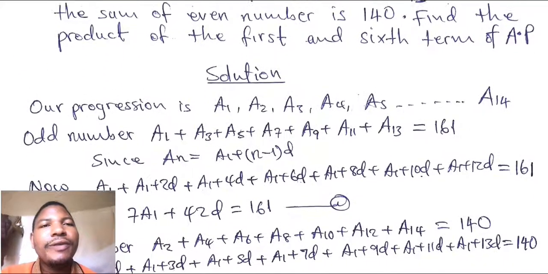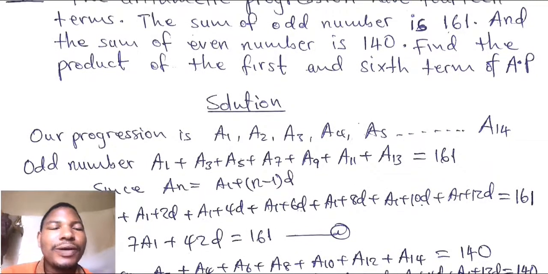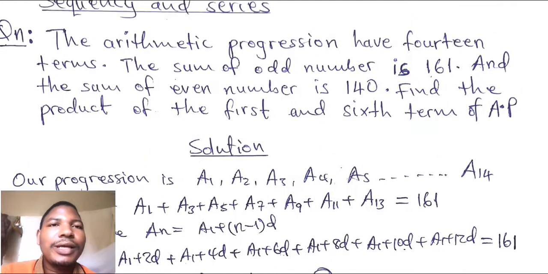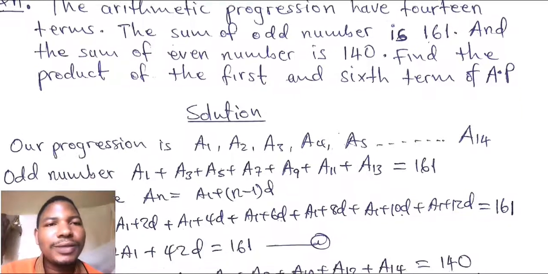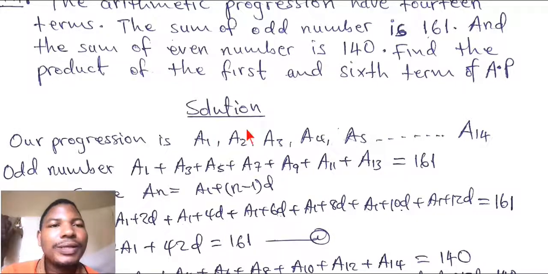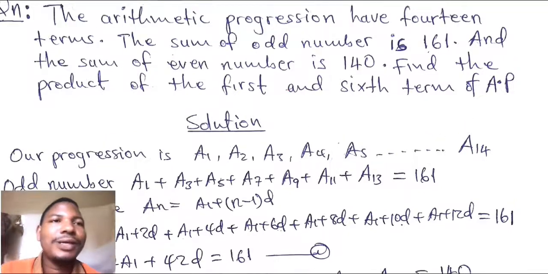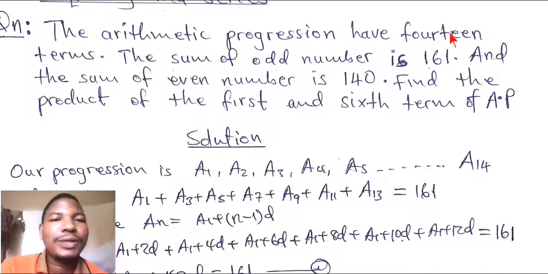Okay, for this question, first of all, you have to understand it. He says that this is an arithmetic progression with 14 terms. Since it is an arithmetic progression with 14 terms, this means you have the first term, second term, third term, fourth term, up to the 14th term. That's why he said that there are 14 terms in this arithmetic progression.